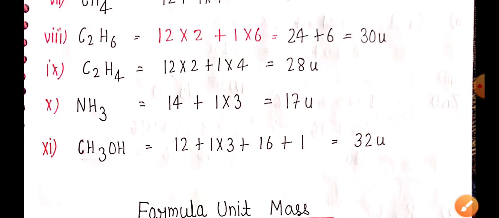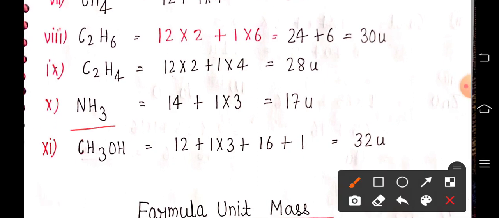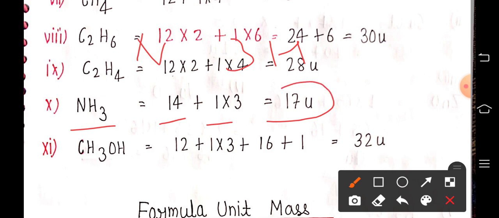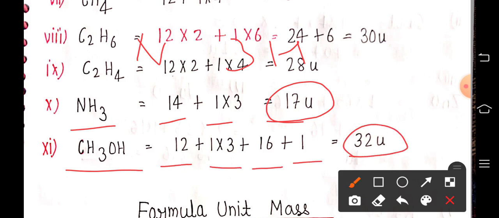Next is ammonia, NH3. Here 1 atom of nitrogen and 3 atoms of hydrogen is involved. Atomic mass of nitrogen is equal to 14 and hydrogen is equal to 1. 14 plus 1 into 3 is equal to 17 unit. 17 unit is the molecular mass of ammonia. Now we see next example, CH3OH, methanol. 12 plus 1 into 3 plus 16 plus 1 is equal to 32 unit.